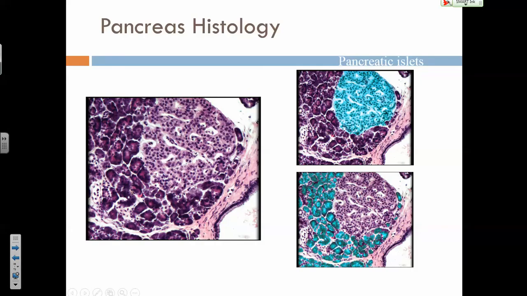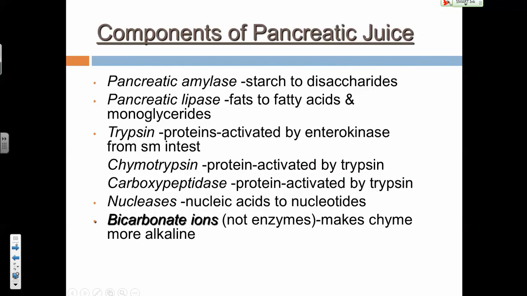Okay, and so on the left picture, this would be in the pancreas. That's an islet of Langerhans, but all these little darker clusters, those are the acini. Okay. All right, so what's in pancreatic juice? Okay, a lot of enzymes are in pancreatic juice.